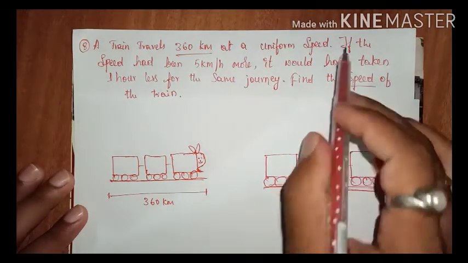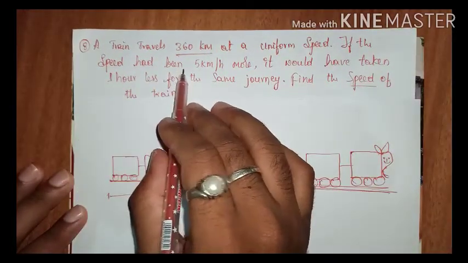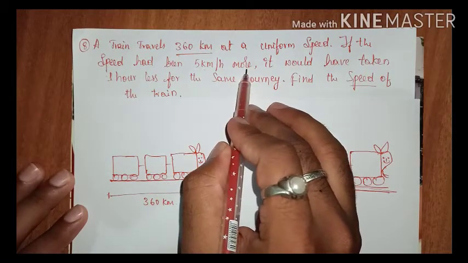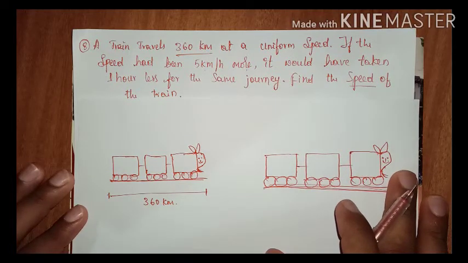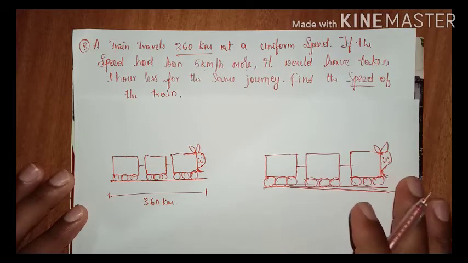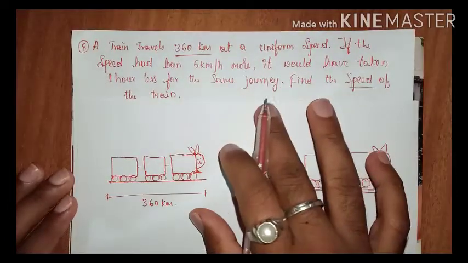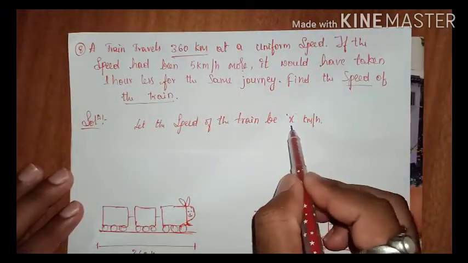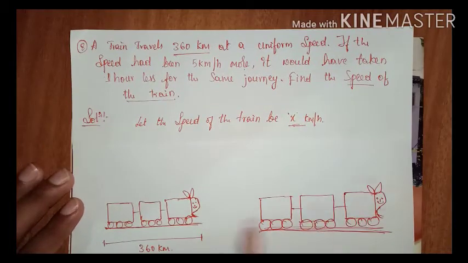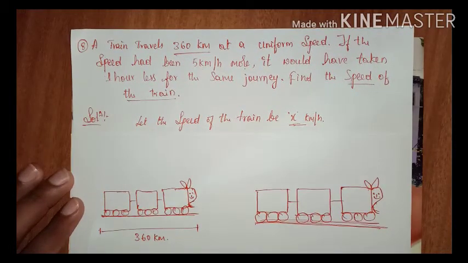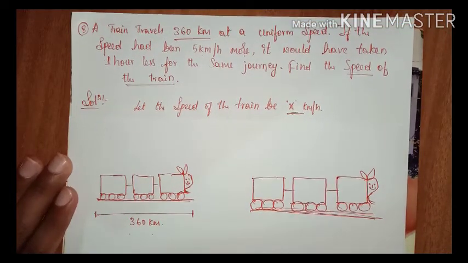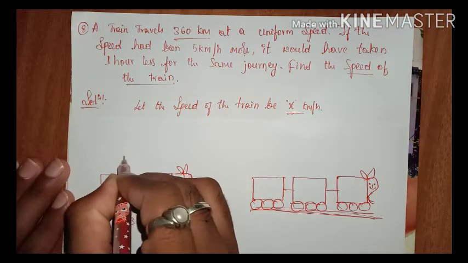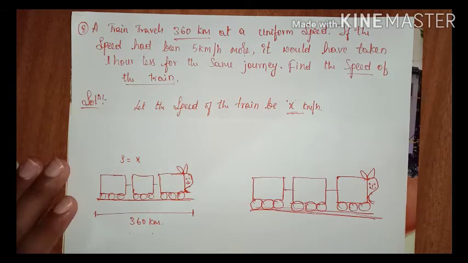If the speed had been 5 kilometers per hour more, it means we are increasing the speed. First of all, I have taken the speed of the train as x kilometers per hour because we don't know. Here this train travels 360 kilometers with the uniform speed x. So the speed is x kilometers per hour here.